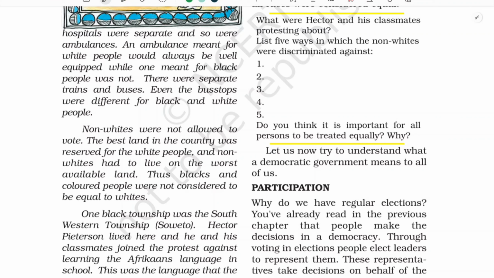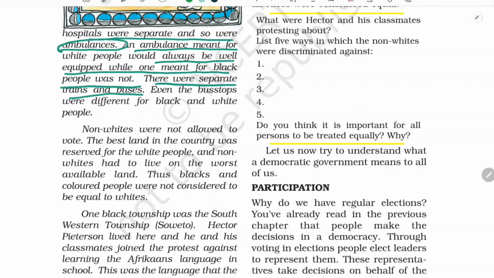She told Maya that in those days the hospitals were separate, and so were the ambulances. Not only hospitals, everything was separate. An ambulance meant for white people would always be well equipped, while the one meant for black people was not. There were separate trains and buses, and even the bus stops were different for blacks and whites.